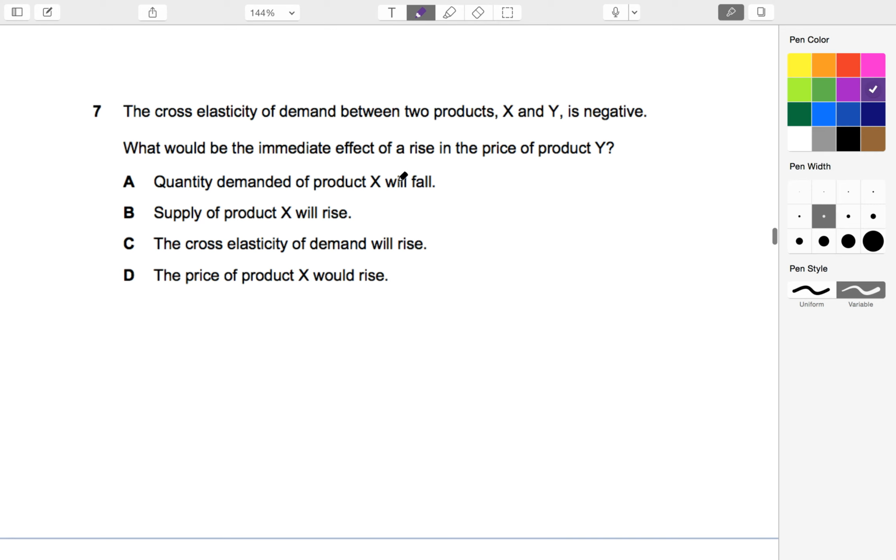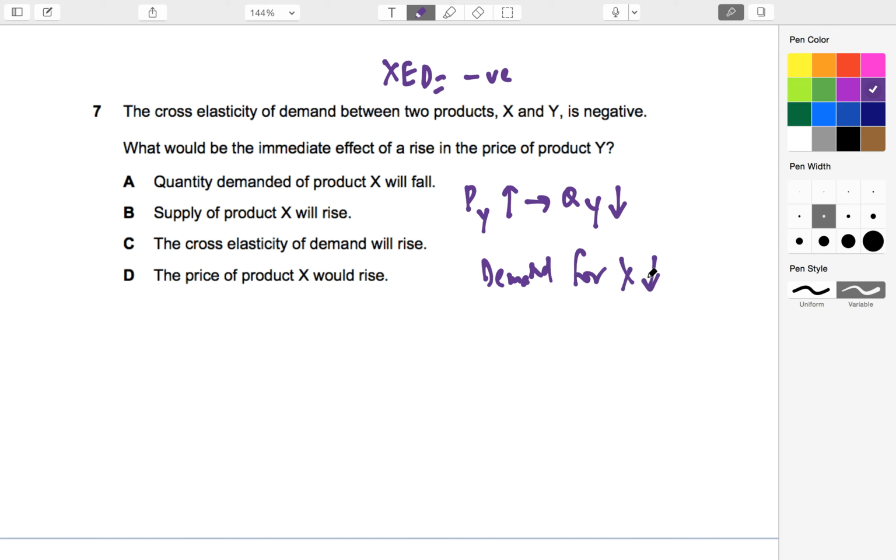For 7, the cross elasticity of demand between two products X and Y is negative. If XED is negative, we know it is what we call a complementary good. What would be the effect of a rise in the price of product Y? If the price of Y goes up, quantity of Y should go down, but at the same time demand for X will fall, because these goods are complements. Okay, for question 7, the answer would be A.